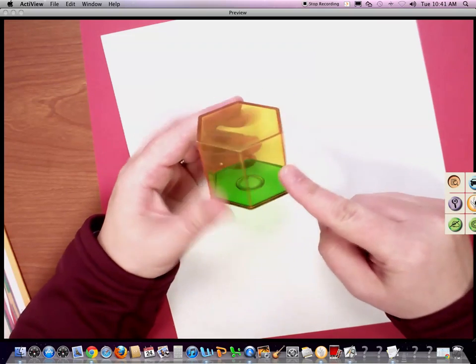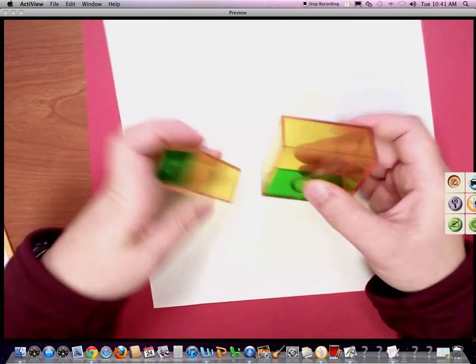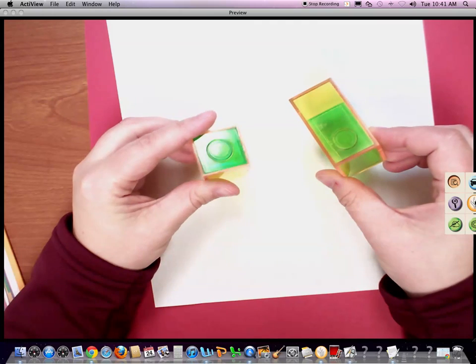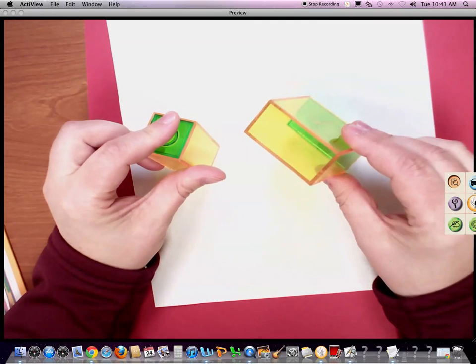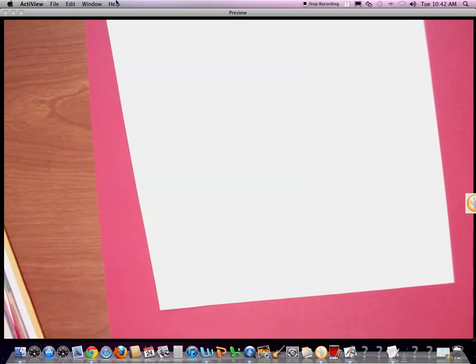And then, of course, I have a rectangular prism and a square prism here. This is a special type just because the base is a square. So that's what you got. All right, moving on.